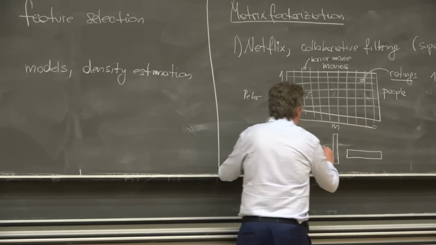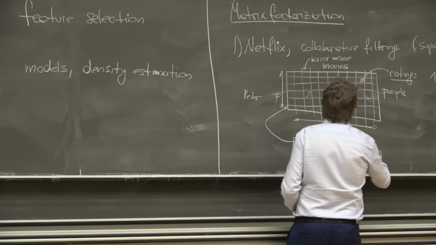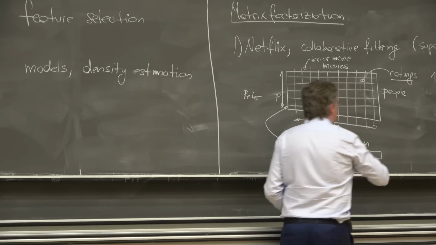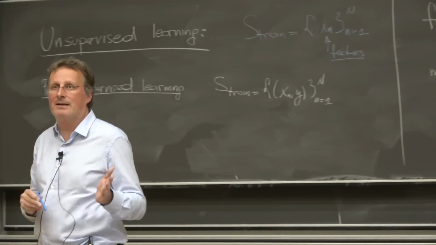This is P here, right? So this will be P. And this dimension, we call it M, right? Is it clear what I'm doing? Okay, so that's the matrix factorization problem.